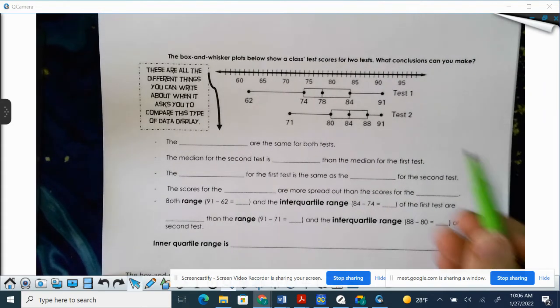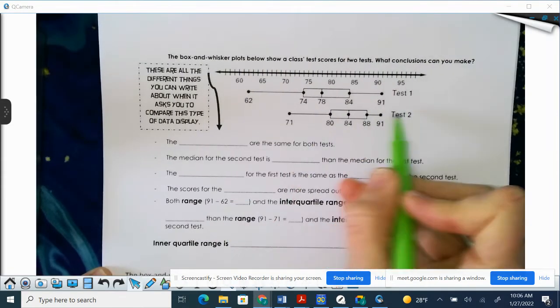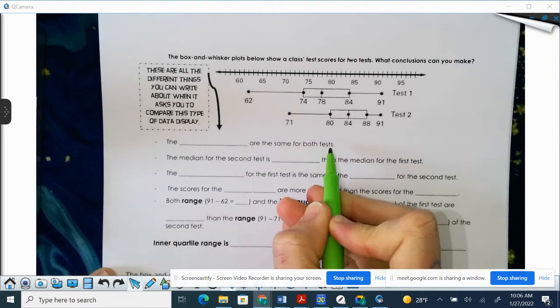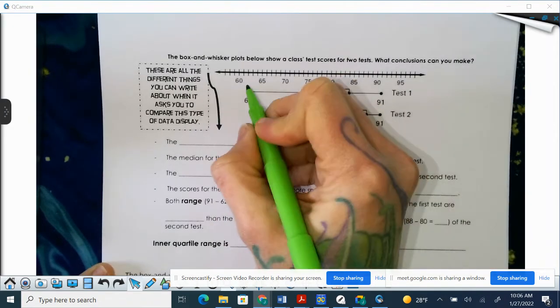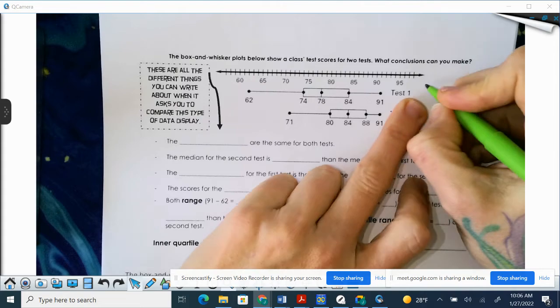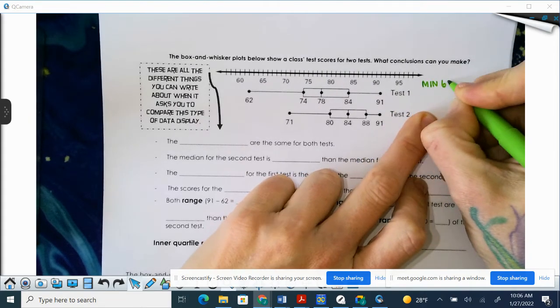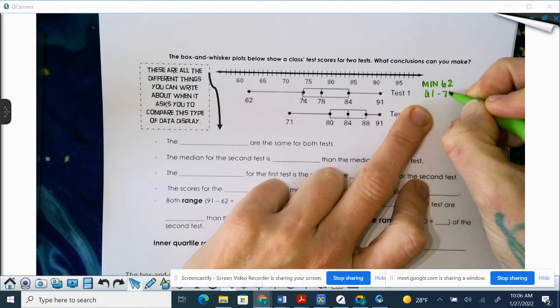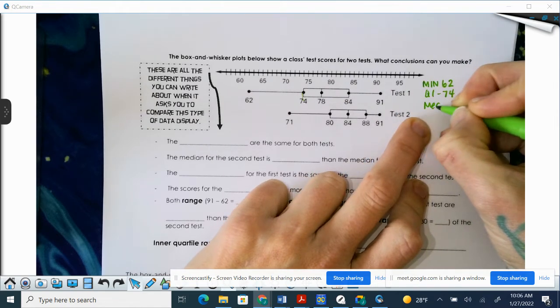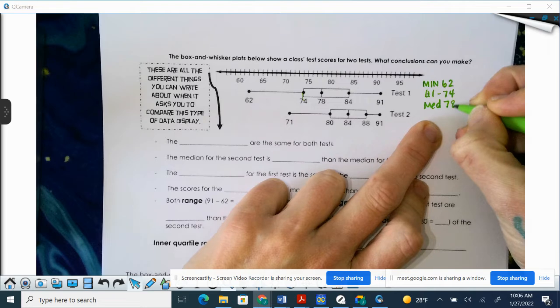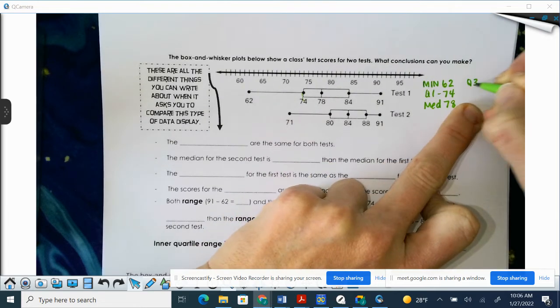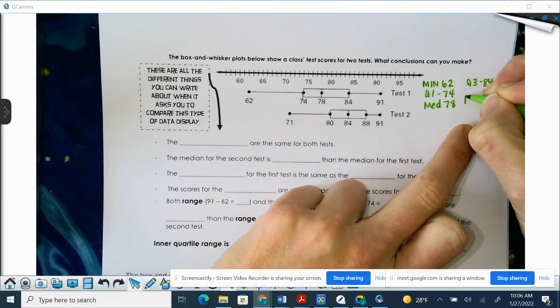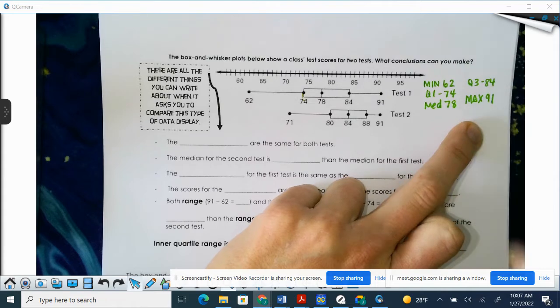So we have test 1, we have test 2. The blank are the same for both tests. So our min for test 1 is 62. It looks like our Q1 is 74. Median is 78. Q3 is 84. And our max is 91. And that's for test 1.